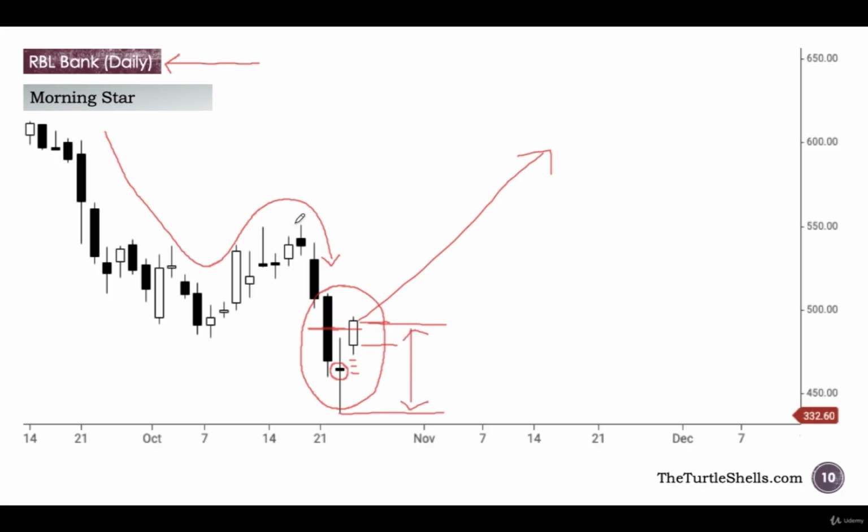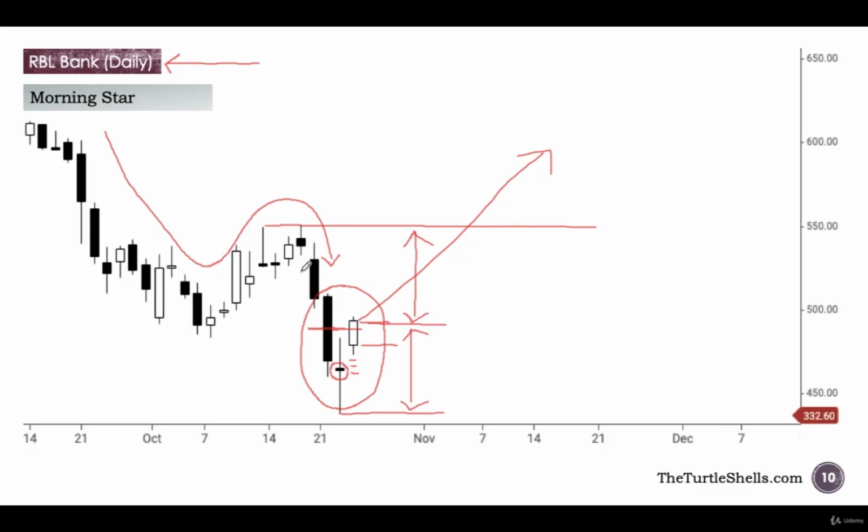If we look at this resistance line, so it's almost 1:1. So it's a very poor reward to risk trade. I wouldn't take this trade. If this resistance was not there, maybe I would consider this. But the purpose of this chart is to show you how a pattern which does not look like a morning star can act like a morning star, because you have to look at the closing.